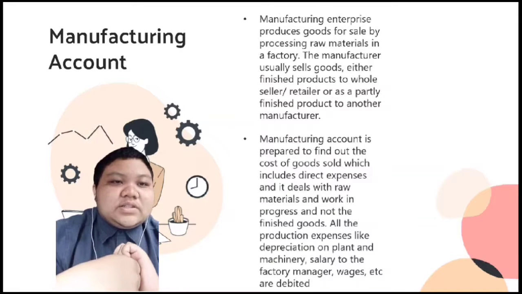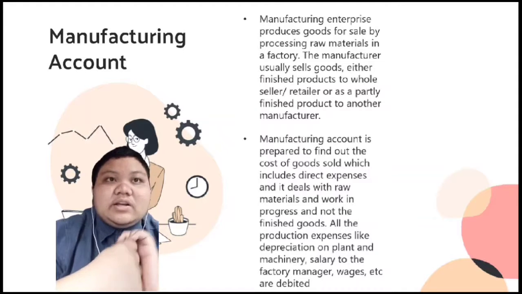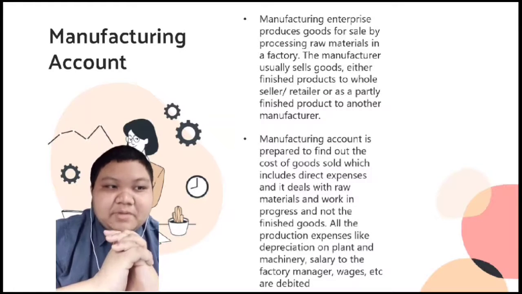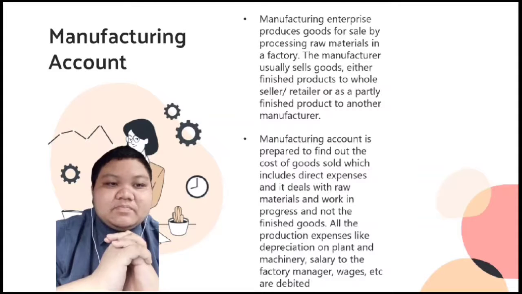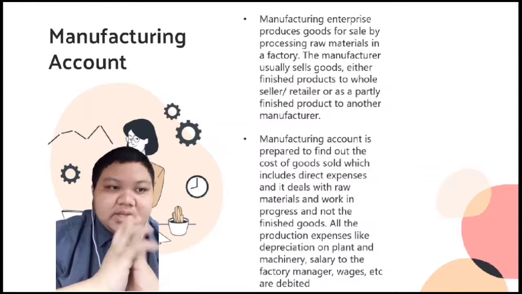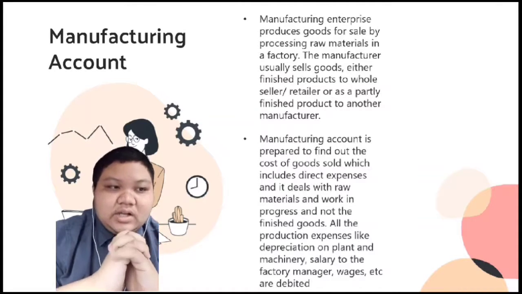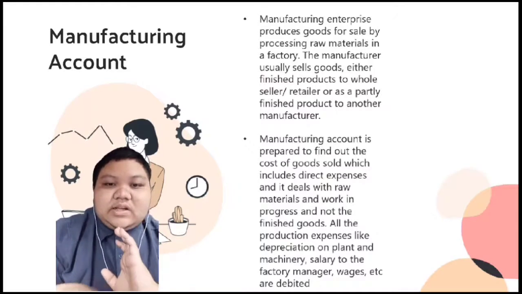The production expenses like depreciation on plant and machinery, salary to the factory manager, wages and others are debited. Manufacturing account shows the cost of running and manufacturing the factory. It is prepared to calculate the cost of the goods produced during the year, and is also known as the production account. Cost of production includes direct costs and indirect costs. The main purpose of preparing manufacturing account is to determine the manufacturing cost of the finished goods. It helps to determine the cost effectiveness of manufacturing activity. The cost of finished goods is transferred from this account to the trading account.